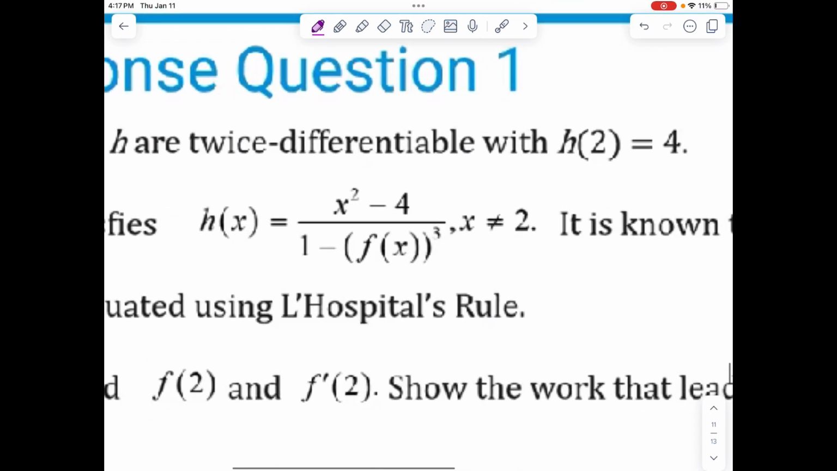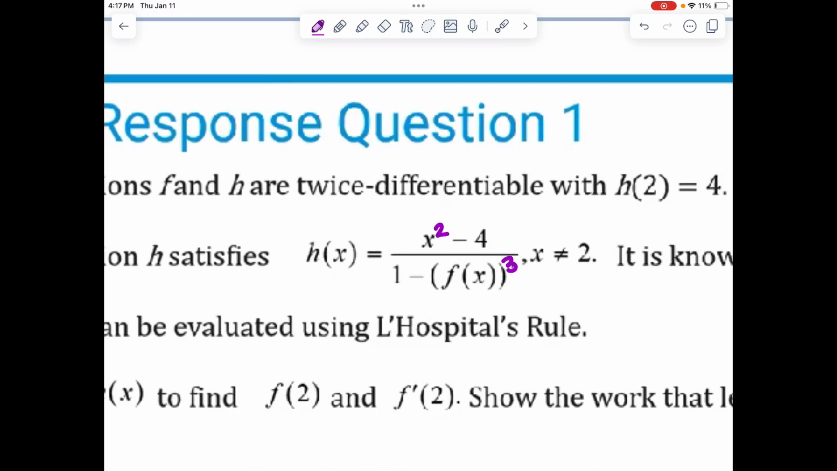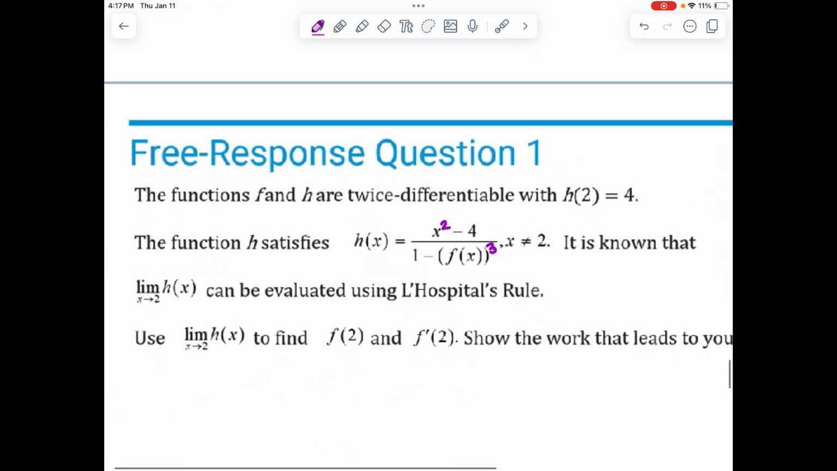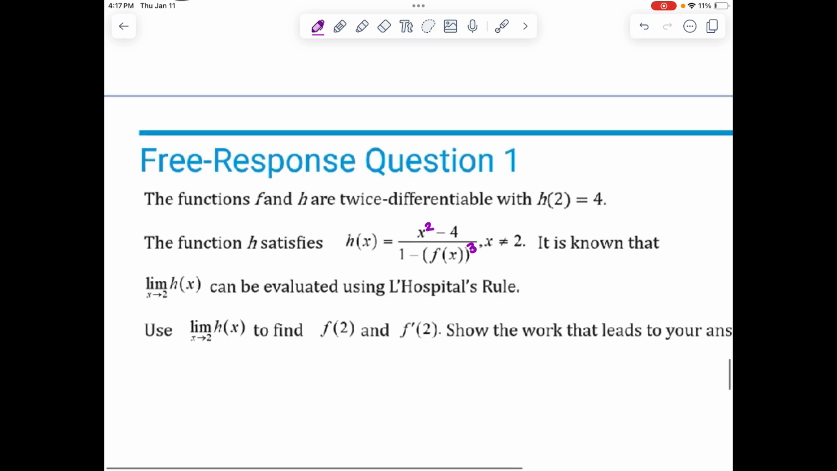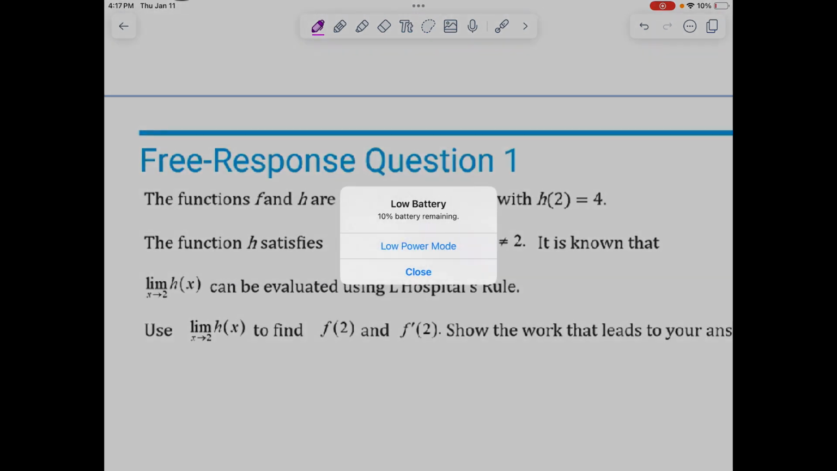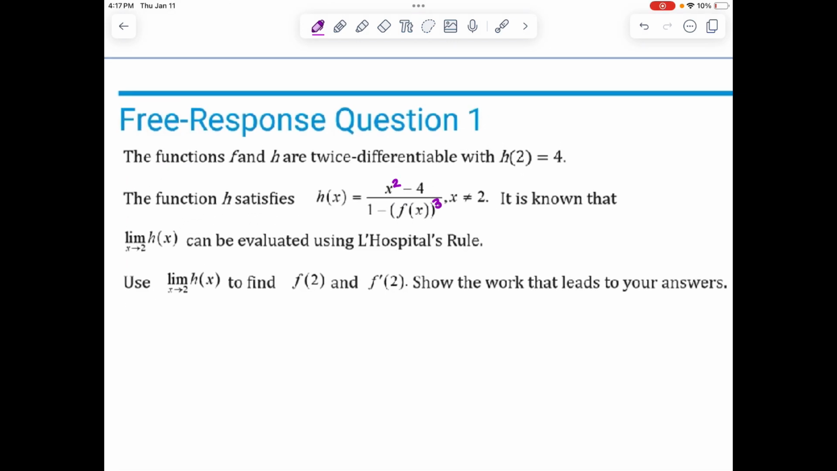Okay, if you can't see these that well, this is a 2 and this is a 3. So the functions f and h are twice differentiable, with h of 2 equaling 4. If something's twice differentiable, just remember one of the things about differentiability is that it means it's continuous. I don't know if we'll necessarily have to use that here, but that's just a reminder. The function h satisfies h of x equals x squared minus 4 divided by 1 minus f of x cubed, where x cannot equal 2.